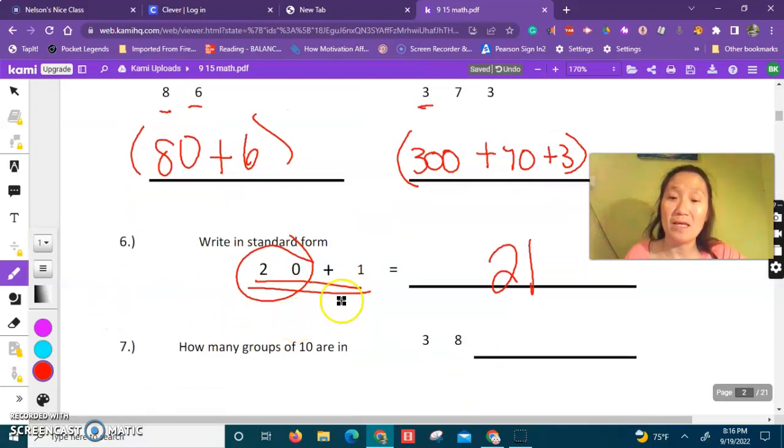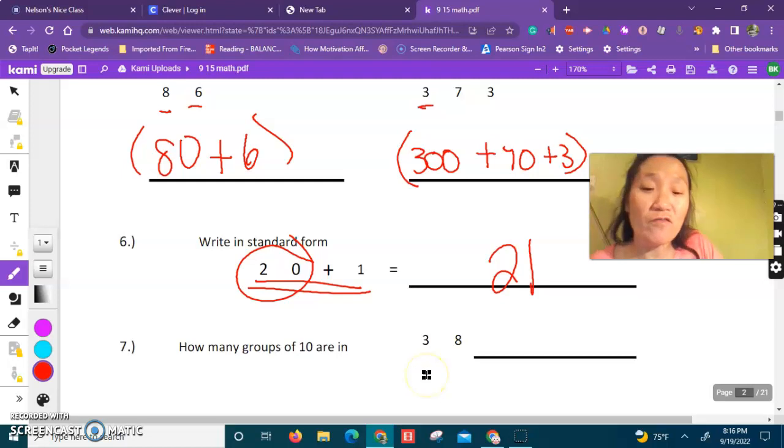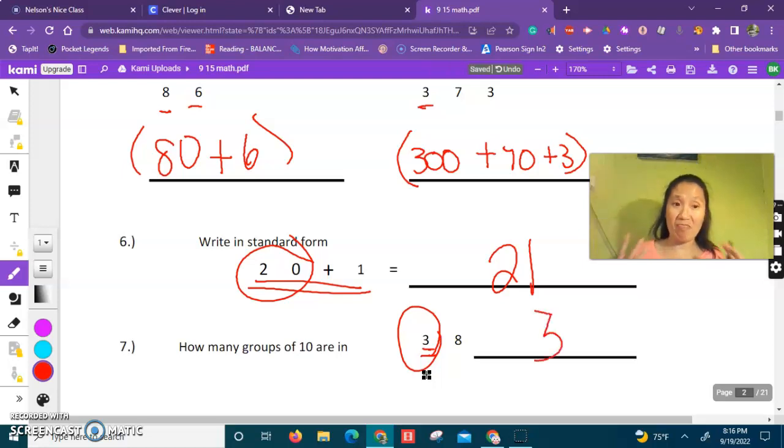Standard form. This is asking how many groups of 10 are in 38. Well, I look for the tens place, and I circle everything in front of it. Well, there only happens to be a 3. Okay? That's what we're doing. Now, most of you are messing up either here or here. I will be pulling you and talking to you. If you have a question or concern, please come see me.